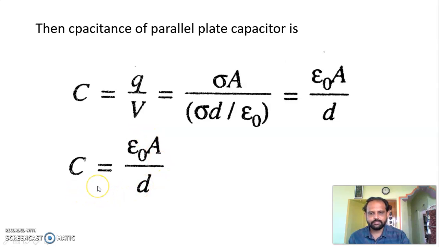Therefore the capacitance of the capacitor depends purely on the dimensions of the conductor. That means it depends only on the size and shape of the conductor, and not on the charges on the conductor.